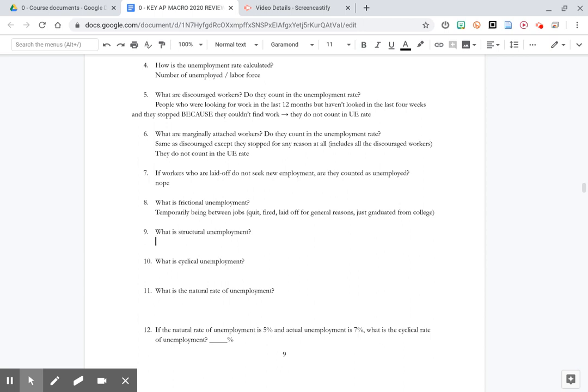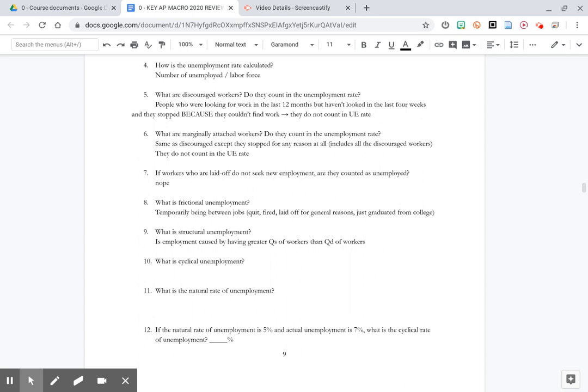Then structural unemployment is unemployment caused by having greater quantity supplied of workers than quantity demanded of workers. And that can happen if something structural is causing the number of people who are willing and able to do a job in a certain labor category to exceed the number of people that employers want to hire.